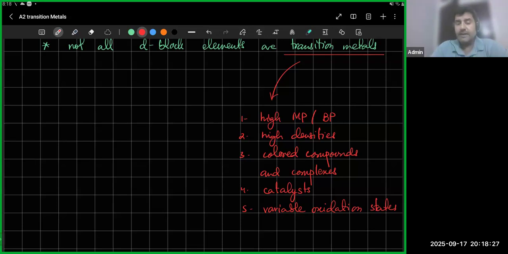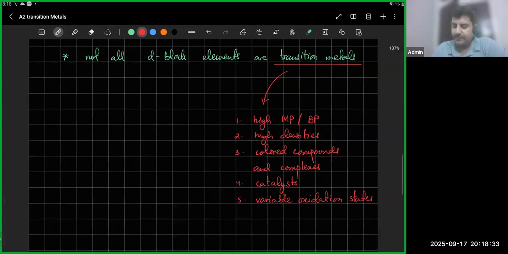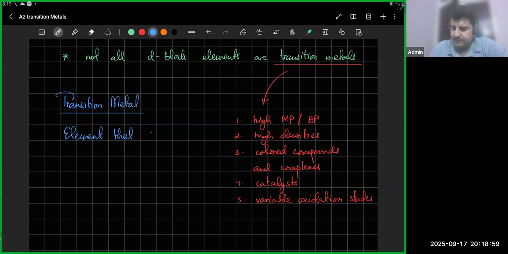But not all D block elements have those properties, which is why D block is a better word. Transition metal only applies to those that have those properties. The technical definition of what a transition metal is: it's an element that forms stable ions with incomplete d subshells.